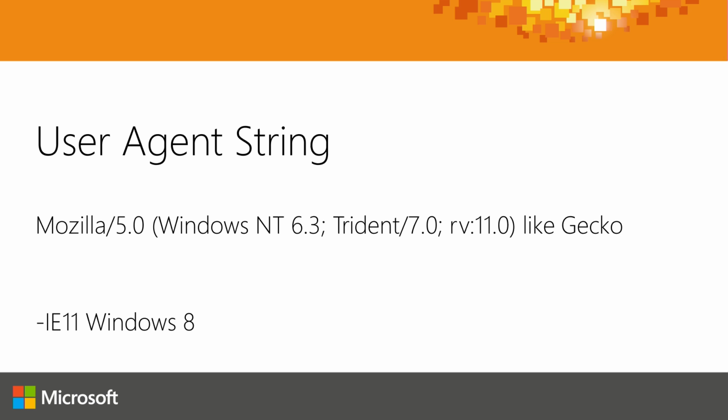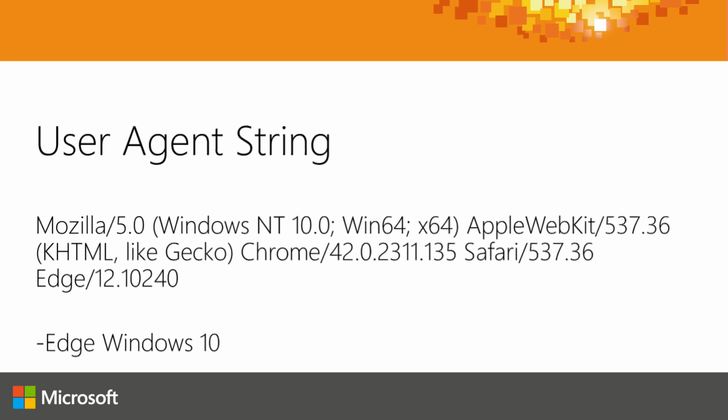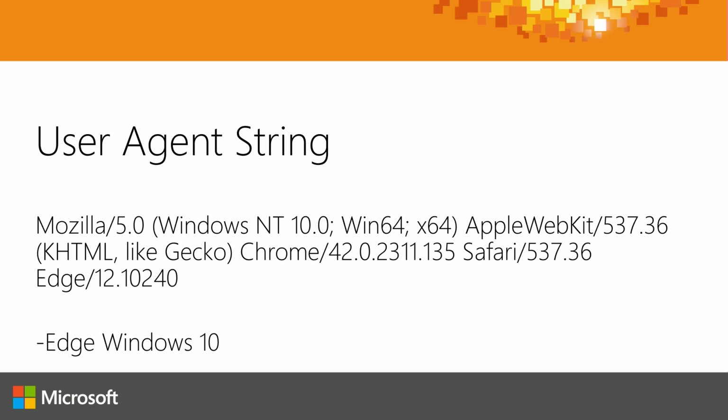User agent strings. Now, hopefully, this isn't going to cause too many people too many issues, but the user agent string has changed. So this is a user agent string on Internet Explorer 11 on Windows 8. It's fairly short. We've got Trident in there, sort of code name of the rendering engine components. And this is the user agent string for Edge on Windows 10. And there's a heap of things in here.